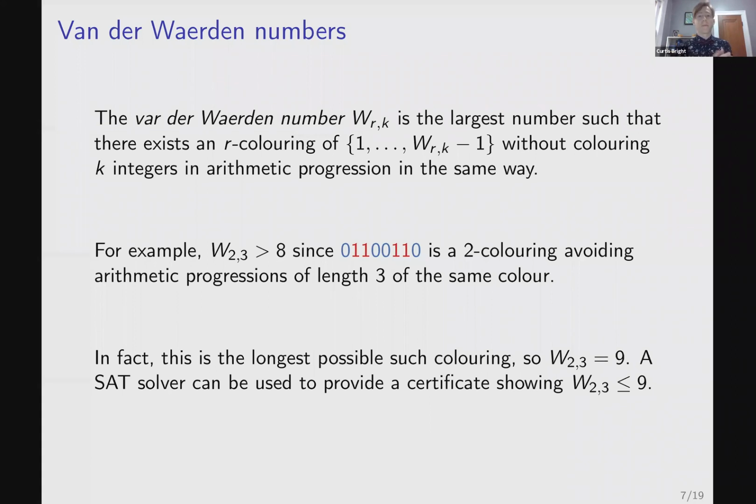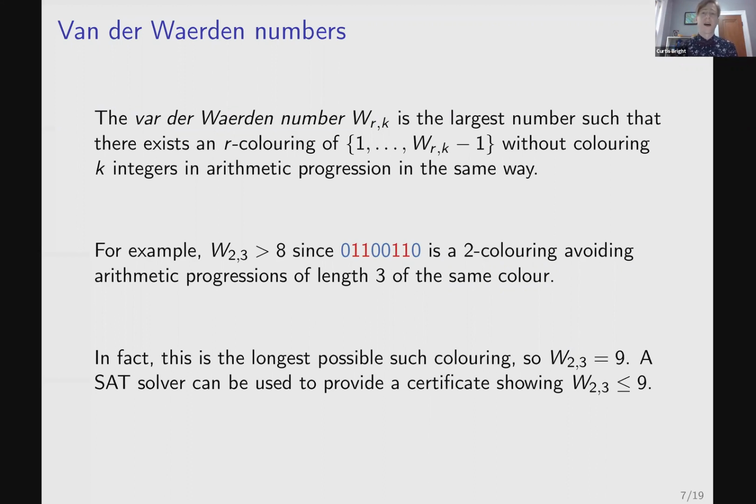There has to be some maximum word. And so the van der Waerden number is going to be 1 greater than the maximum van der Waerden word, right? So it's going to depend on R, the number of colors, and K, the length of the arithmetic progression that we don't want to color the same way.